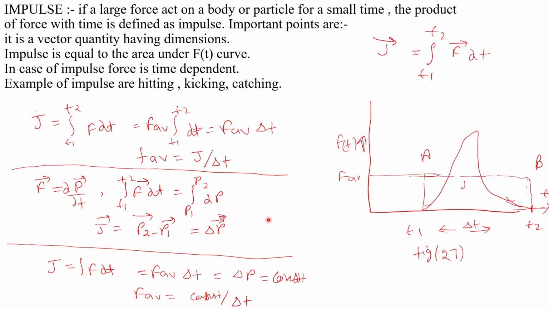Next, examples of impulse are hitting, kicking, catching, jumping, etc., like this. In all these cases, the impulse acts. Now the effect is F average equals a constant over delta t. So if the time of contact delta t increases, the average force decreases, and vice versa. So these are the examples of impulse.